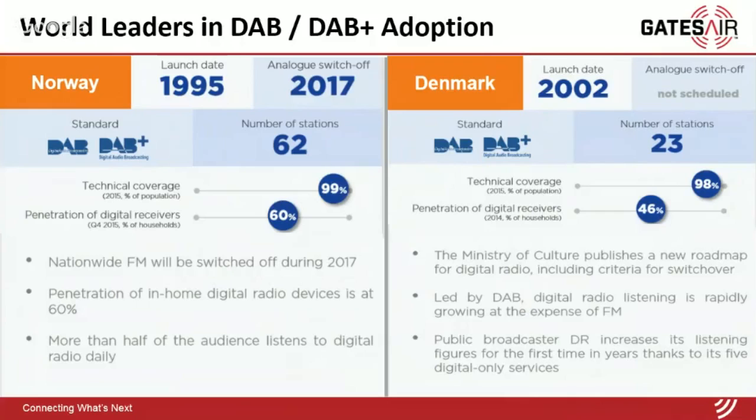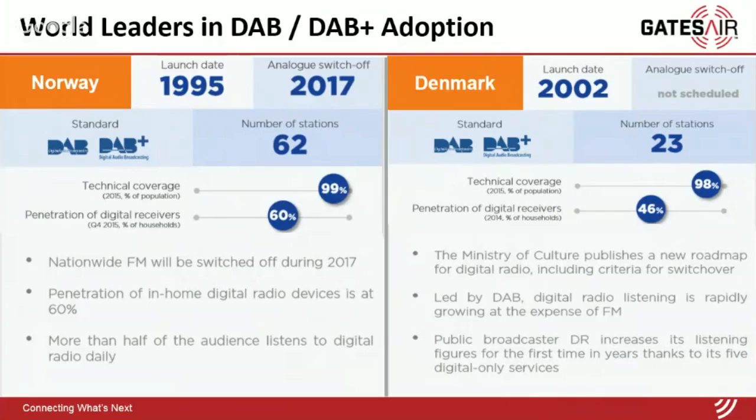Denmark's another interesting one. They launched in 2002. It's a small country. They've got 23 stations broadcasting in DAB Plus right now. They've got 98% coverage of the country with those 23 stations, and 46% penetration of the listeners out there can receive the digital broadcasts. So what they've done is they've made an announcement. The Communications Ministry has issued a new roadmap for their digital rollout, including criteria for the switchover, which is going to occur somewhere between 2020 and 2027. They've got some criteria placed on that. We'll talk about that a little more in a second, but it's rapidly growing there. They're doing very, very well with it.